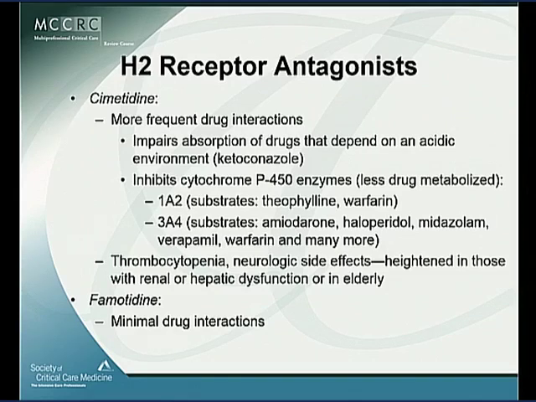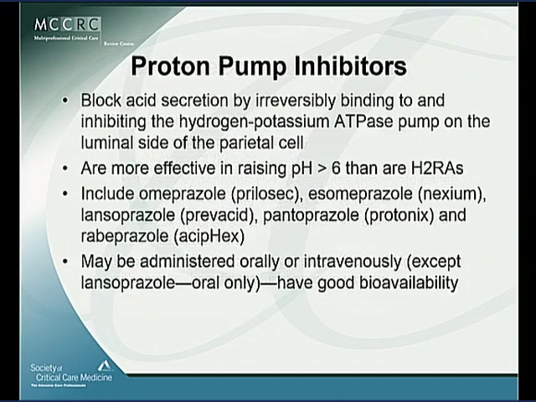We obsess greatly about the risk of thrombocytopenia with this agent, and it's certainly heightened in those with renal or hepatic dysfunction or in the elderly, but probably less common than we give it credit for. If you're going to use an H2 receptor antagonist, famotidine appears to have fewer, particularly P450, interactions. PPIs, once again, work through that pump. They are more effective, at least in raising the pH. Whether they're more effective in providing ulcer therapy, we'll get to in several slides. Once again, various agents and various routes of administration.